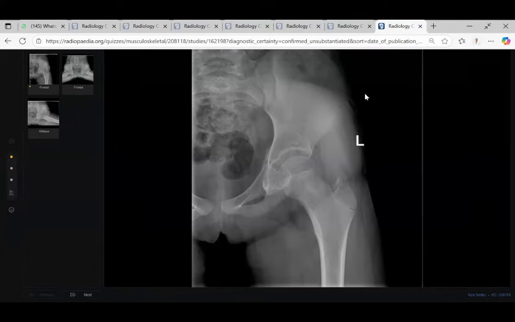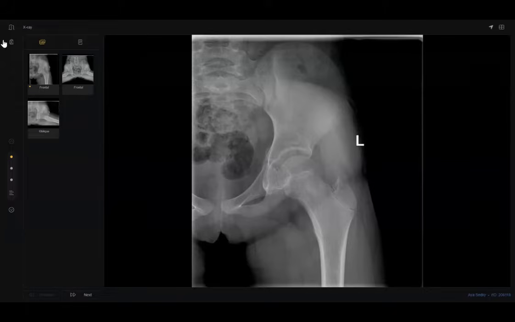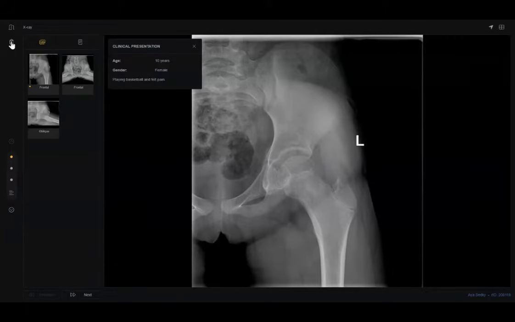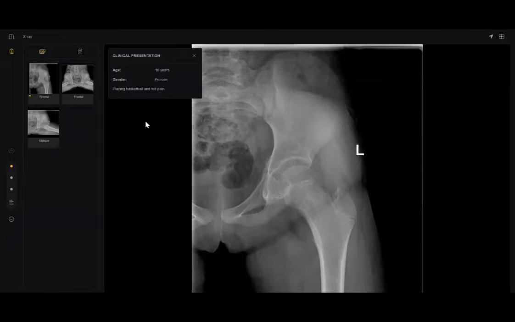Okay, so I have been provided with one radiograph. One second. If the examiner didn't give you the history and you start like this, he will not be happy, because history may totally change your answer. A 10-year-old female patient playing basketball fell and has pain.